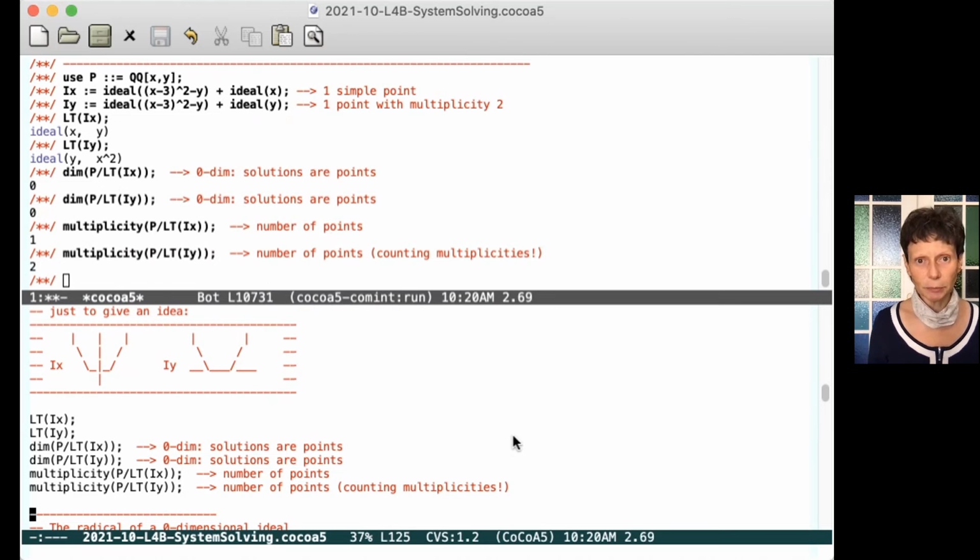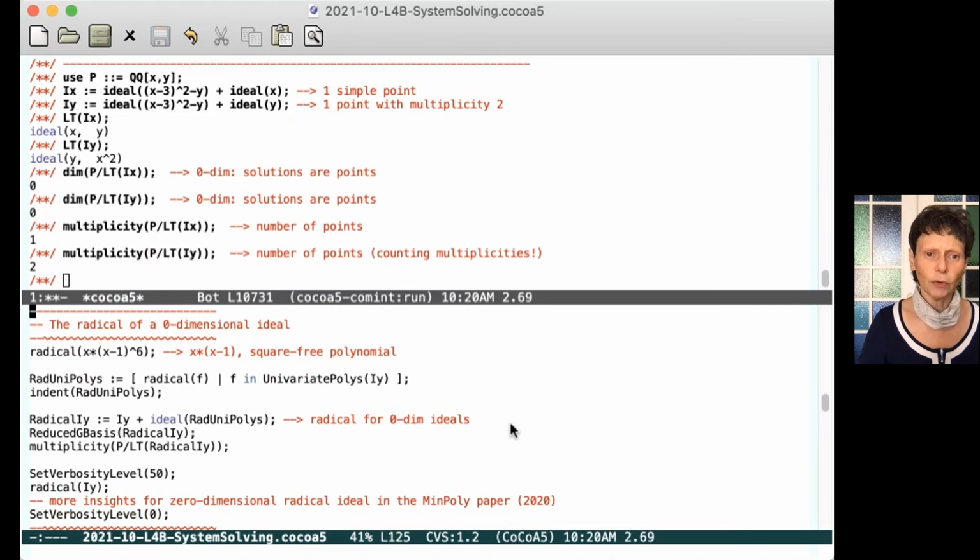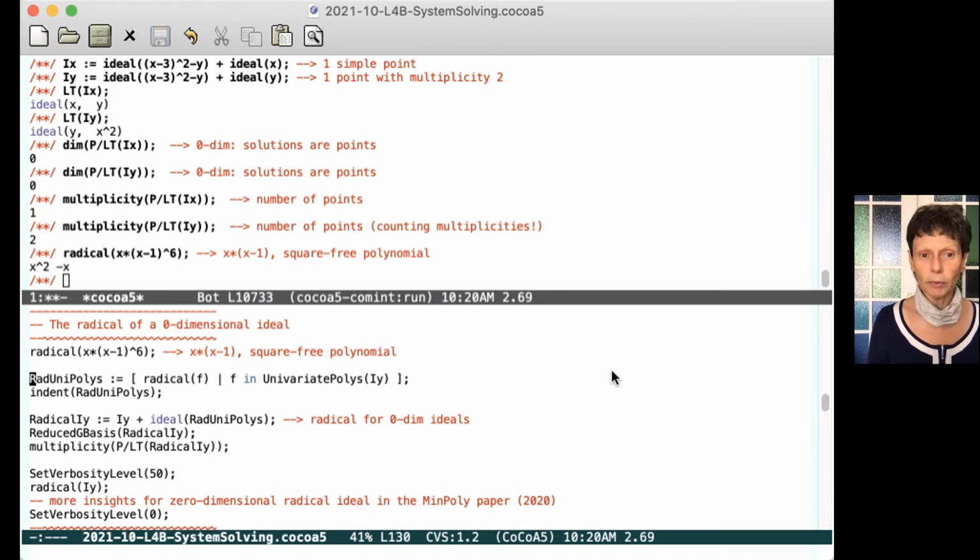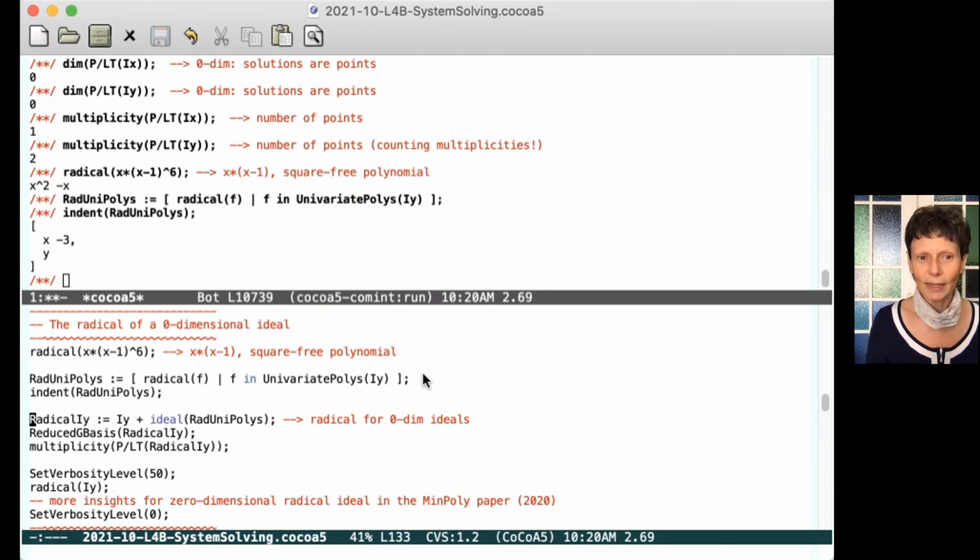So how do we get rid of this problem? We need to get rid of the square. Let's see first for a single polynomial. If we have a single polynomial, we have a function in CoCoA computing the radical of the polynomial, which means that it returns a polynomial with the same factors, but which is square free. So from this polynomial, we get rid of the 6 bar in the second factor. Okay, so if we apply these functions to all the univariate polynomials, in this case, we get x minus 3 and y.